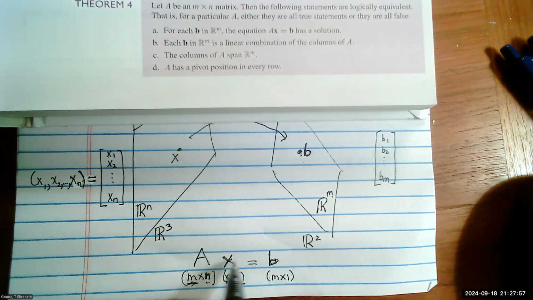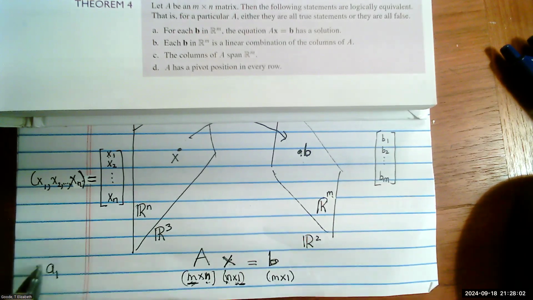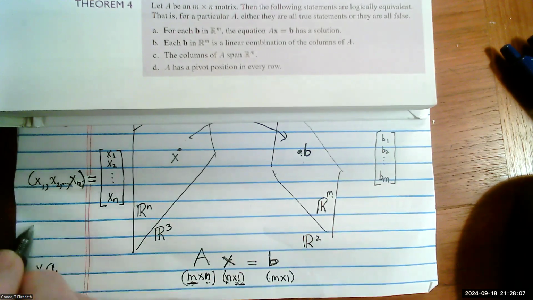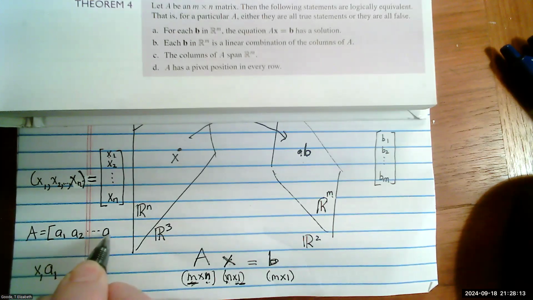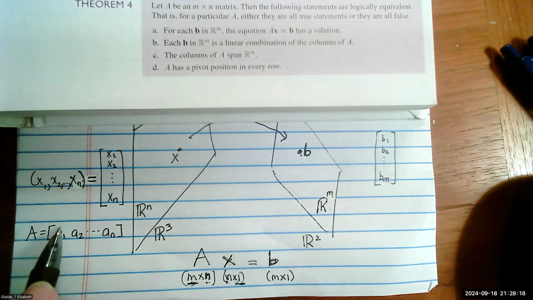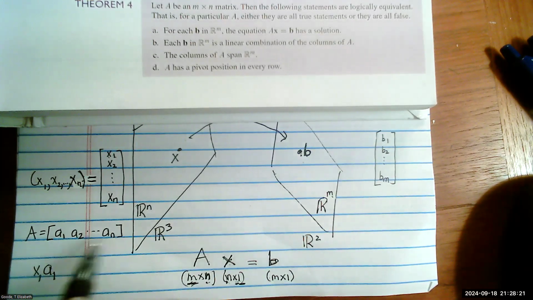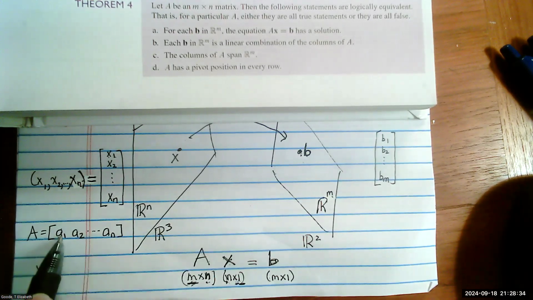Remember what A times X is. It's the first column of A times the first coordinate of X. Remember, A has columns. A looks like this. It's got column 1, column 2, ..., it's got N columns, okay? Each one of these is a vector. When we see this notation, A1 and A2 and AN, these are not just numbers. These are column vectors. They're M by 1 column vectors. These are the columns of A.